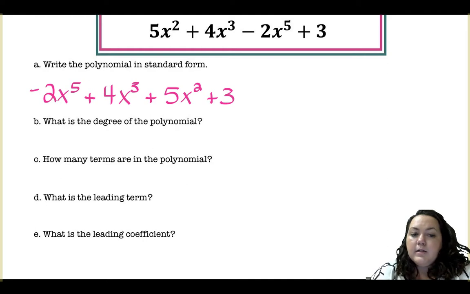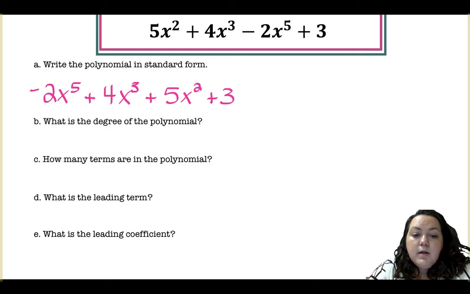And then I don't have an x to the 4th. My next one's x to the 3rd, so plus 4x to the 3rd. Then I have a positive 5x squared, so plus 5x squared. Then I have a positive 3. Remember, when you're putting them in order, you always have to bring whatever symbol is in front of them. So for the 2x to the 5th, it had a subtraction sign in front of it, so it needed to go to the front with a negative sign.